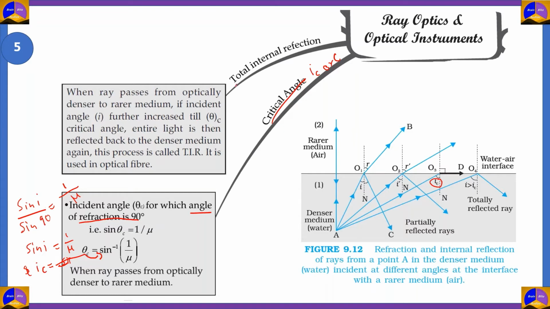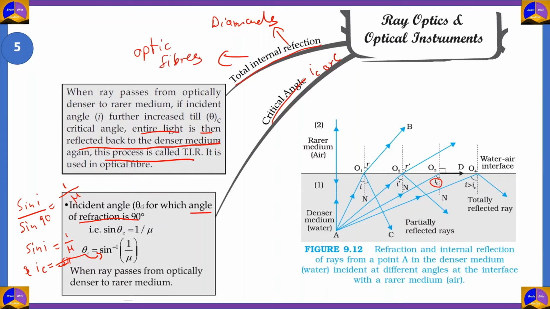When a ray passes from optically denser to optically rarer medium, if the incident angle is increased beyond the critical angle, the entire light ray is then reflected back to the denser medium. This process is called total internal reflection, and it has many purposes. One very good purpose is in diamonds, where diamonds are cut in order to make them sparkle. That is due to total internal reflection. And another use is for optic fibers.